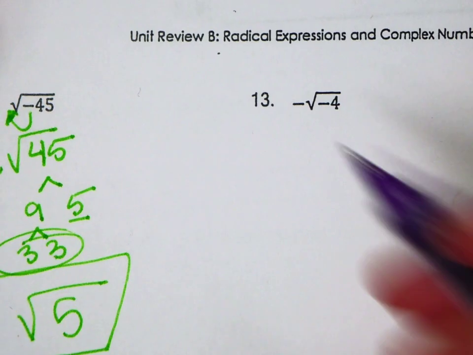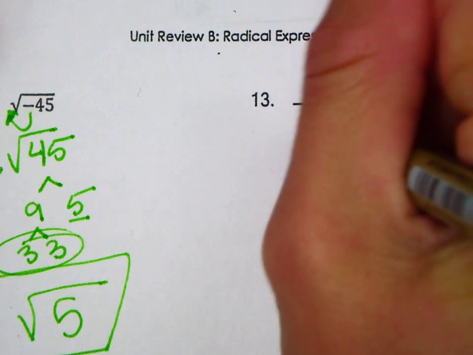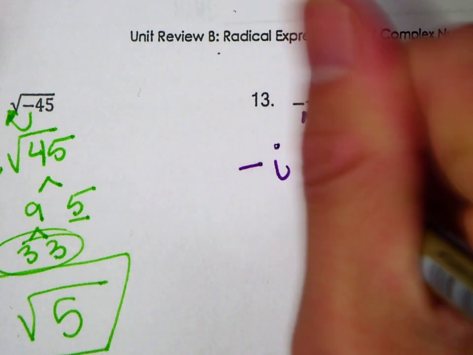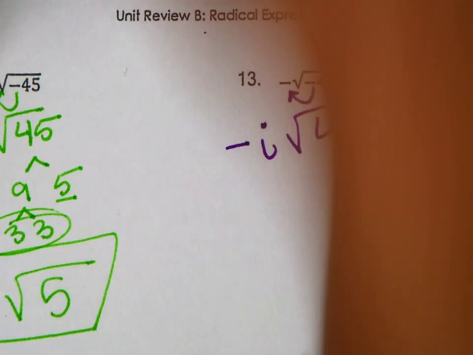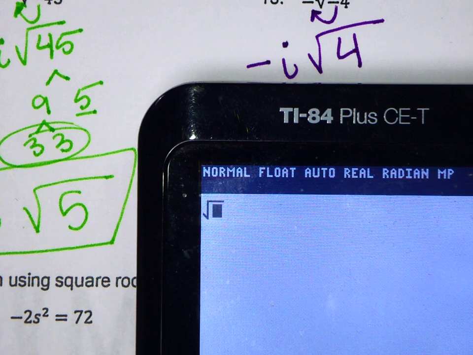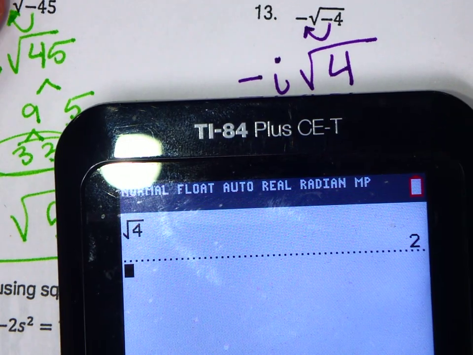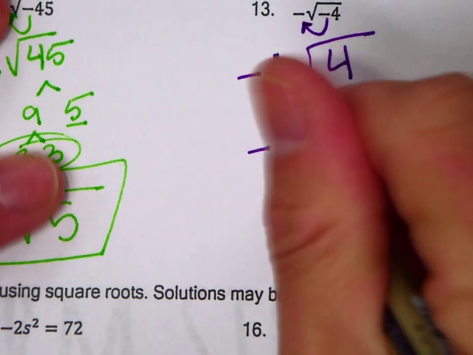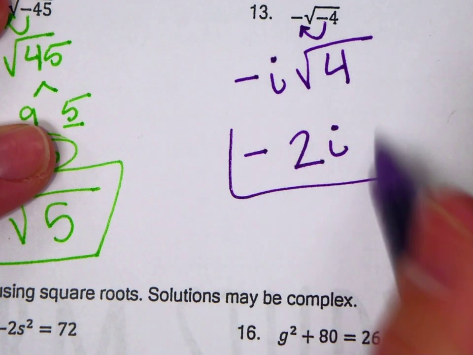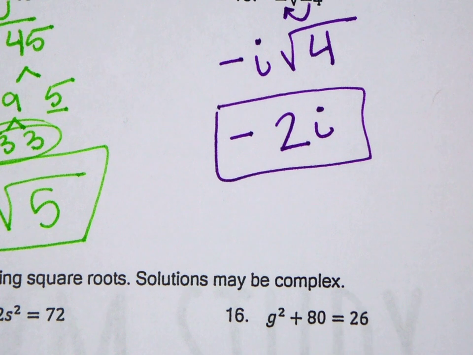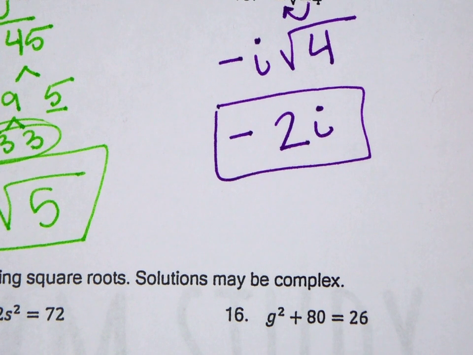Okay, on number 13, I've got negative square root of negative 4. Negative comes out, turns into an i, and the other negative is just going to stay in the front. Then we're going to try to type in our square root. Square root of 4, which is 2. It works out nicely. So, because this one works out nicely, you don't have to break it down. You can just write negative 2i. That's your final answer. There's nothing left inside a square root because it works out perfectly.